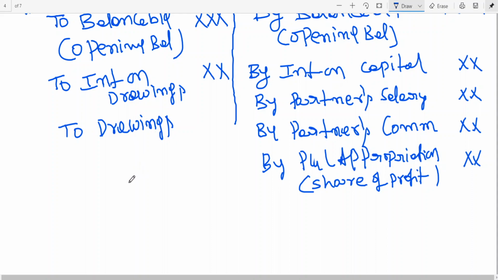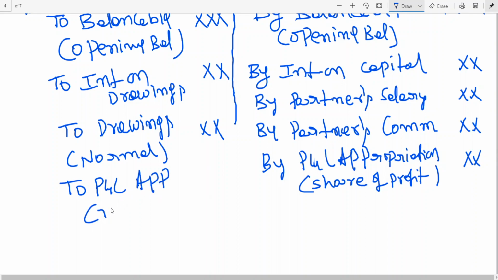When to debit drawings? If normal drawing, generally partners will open which account? Drawings account. If permanent drawings, they directly debit which account? Partners' capital account. So here, two drawings accounts. This is for normal drawings or ordinary drawings. Then there is one more point which you may come across very rarely, but you should learn: transfer to P&L appropriation in case of loss.